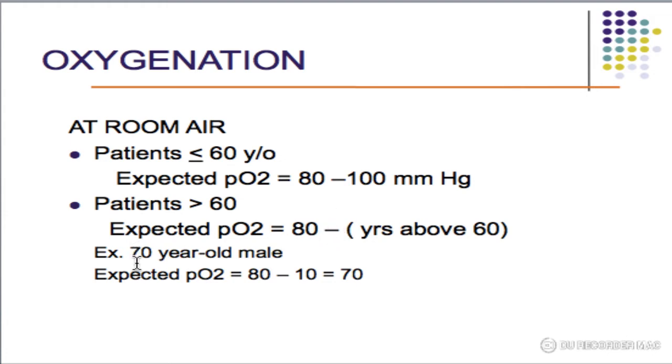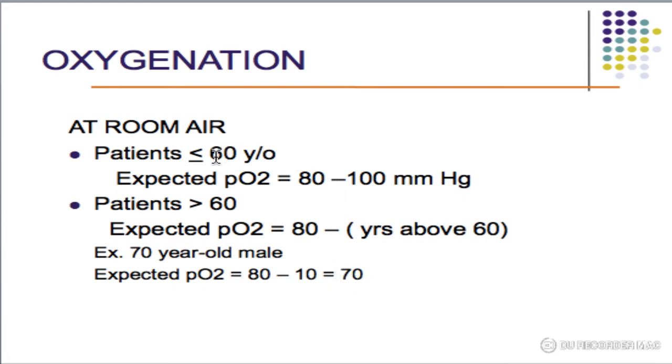So if the patient is 70 years old, you will subtract 10 from 80, which is the rule of oxygenation. In every patient above 60, the oxygen status will be minus 1 per year. So the expected normal value at room air of your PO2 will be 70. So if it is 70, it is still normal because the patient is 70 years of age. So consider 70 is normal.